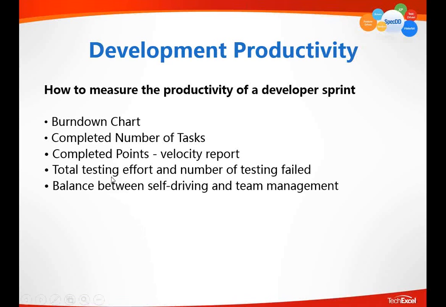Such measuring of productivity is really used for creating a balance between self-driving and team management practice. So what's the difference between the number of tasks finished versus points, velocity? As we say, a task has a size. A point is used to represent how big this task is. What's the contribution of task 1? It can be 10 points versus task 2, which is only 1 point. So just measuring the completed number of tasks is not enough for productivity. You need to measure the points finished.